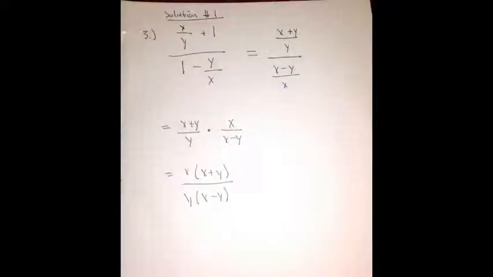Here we want to simplify x over y plus 1 divided by 1 minus y over x. So we want to change the numerator and the denominator to a fraction. We can do that by doing x plus y over y divided by x minus y over x, which equals x plus y over y times x over x minus y, because we know we can flip things when we divide, which then equals x times x plus y over y times x minus y. This is the first solution to solve this. In a second, I'll discuss the second solution.